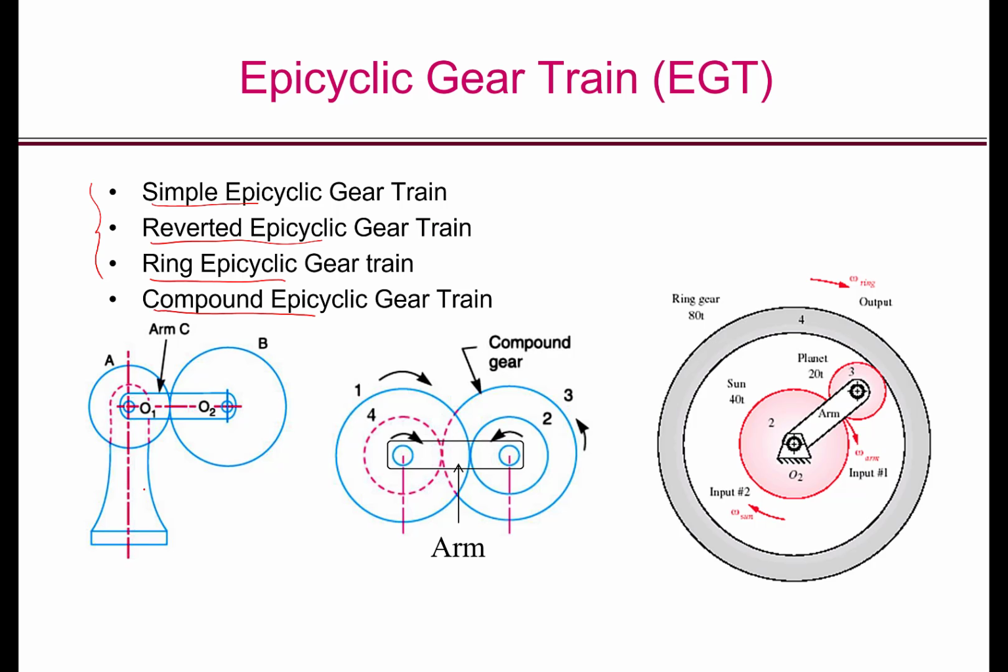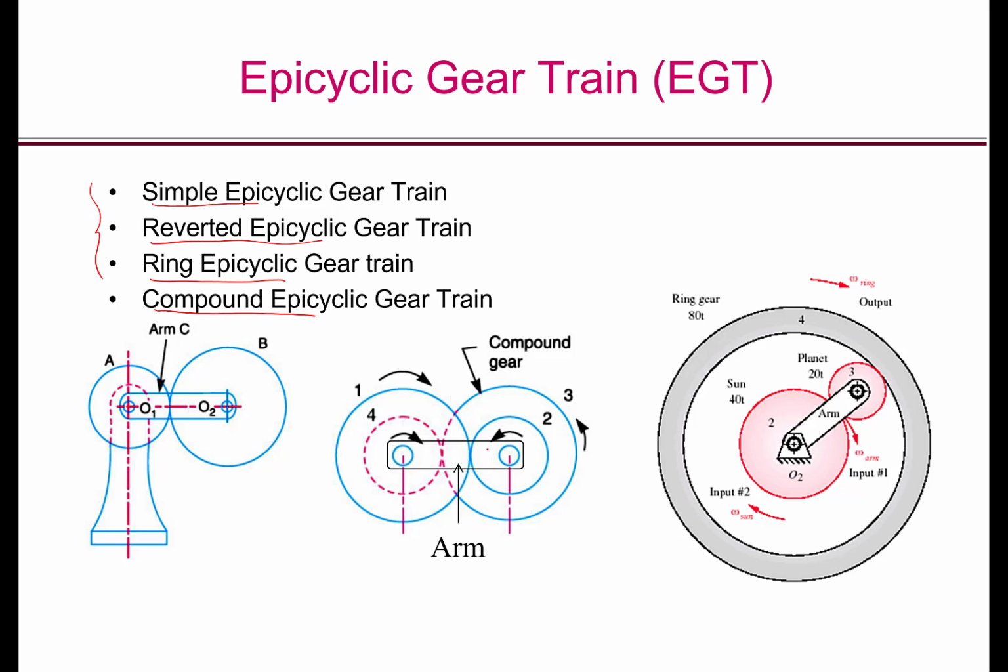The picture on the left here shows a simple epicyclic gear train. The middle picture shows a reverted epicyclic gear train. And the picture on the right shows a ring epicyclic gear train. In all of these gear trains, you will see that there is an arm present. In the simple epicyclic gear train, if you remove this arm or fix this arm, the gear train that remains is a simple gear train. That's why we have the name simple epicyclic gear train.